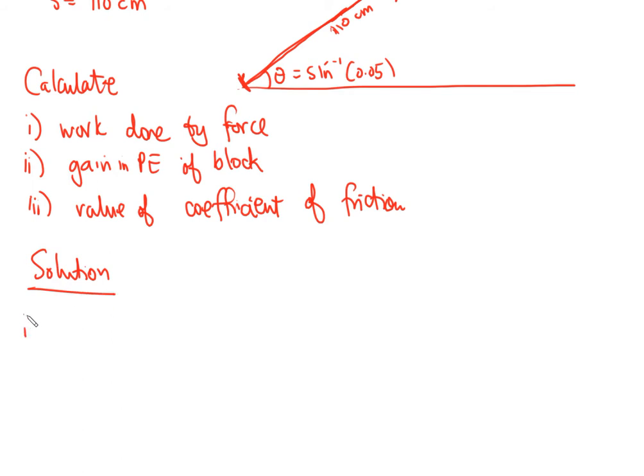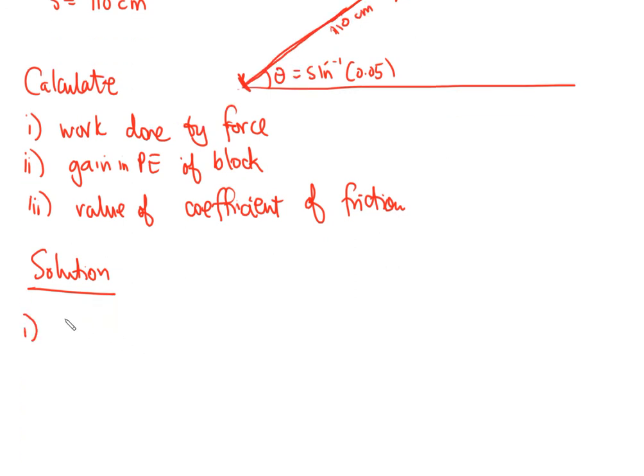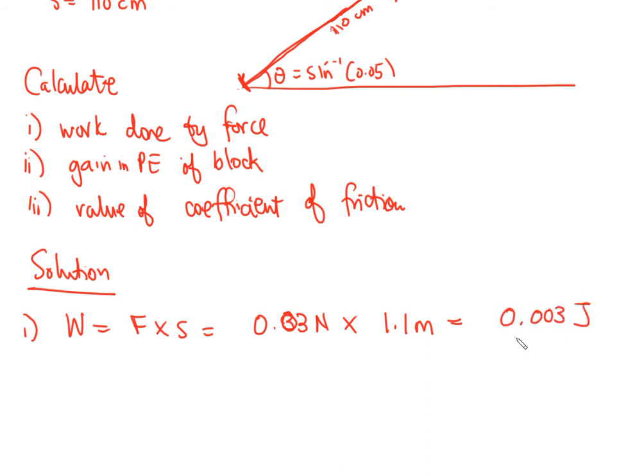Okay. So for number one, we know that the force is equal to 0.03 newtons, and it acted for a distance of 110 centimeters, in the same direction as the displacement S. So we can easily calculate number 1. Work is equal to F times S, which is 0.03 newtons times 110 centimeters, which is 1.1 meters. So the work done is 0.033 newton meters, or joules. Simple like that.